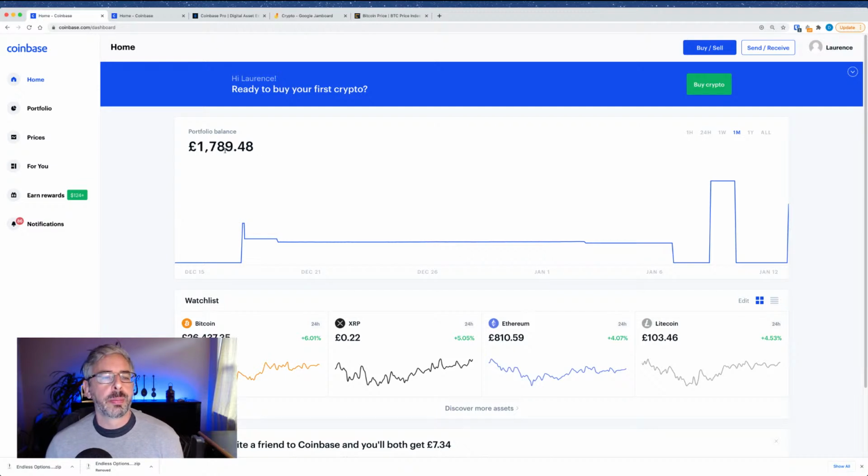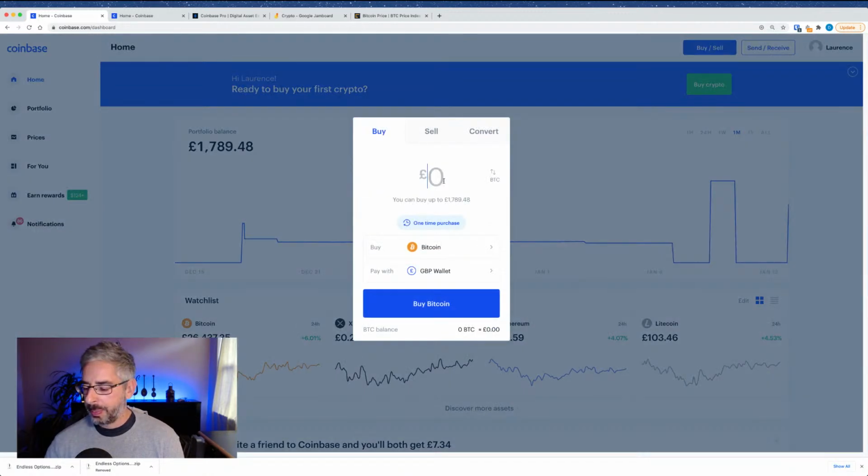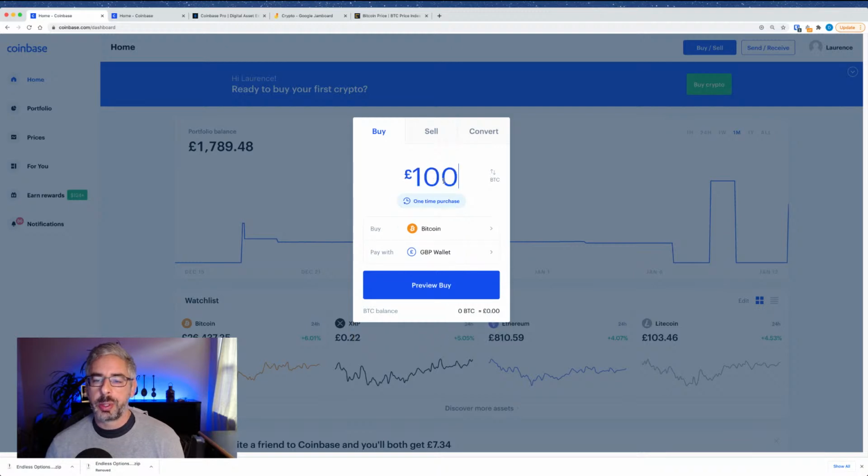And from there, what we want to do is transfer this money into Coinbase Pro, because the fees to buy on Coinbase Pro, which is their trading platform, are a lot cheaper. And again, I'm going to show you why that is. So if I click buy crypto and I want to buy £100 of Bitcoin on Coinbase, let me show you the fees.